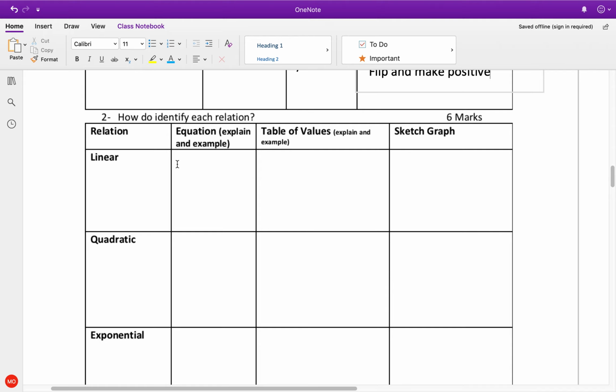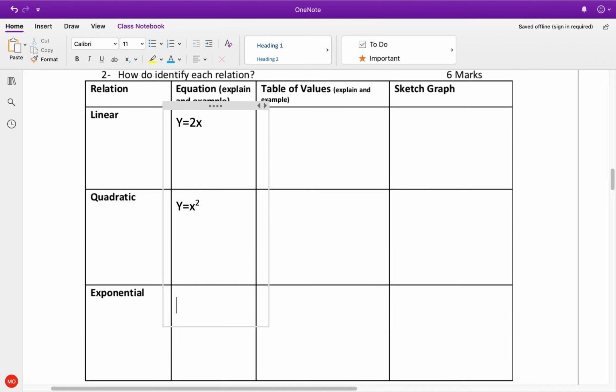Okay, we're going to go through and do all the equations first. So for the first equation, we just have to have something where the exponent on the x is equal to 1. So it's simply y equals 2x. This one, quadratic, always has an x that is squared. It could be anything as long as it has an x squared as the highest exponent. And then this one here is y equals 2 to the power of x, and the exponent here is the variable.